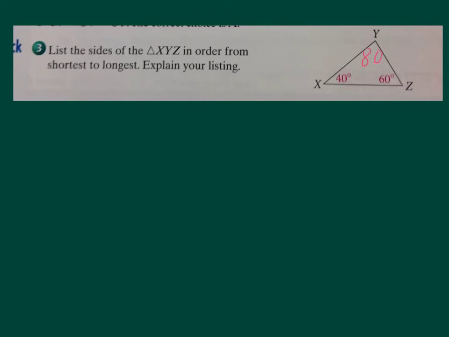Then you can put the sides in order from least to greatest, or shortest to longest. So YZ is going to be the smallest one. Next is going to be opposite the 60 degree angle, which would be XY. And last is going to be XZ, which is opposite the biggest angle, which is 80.